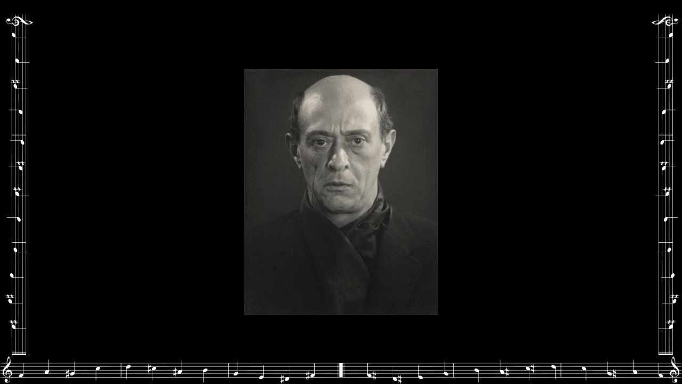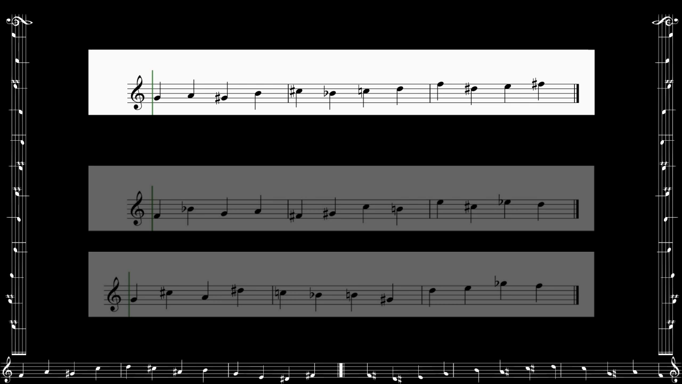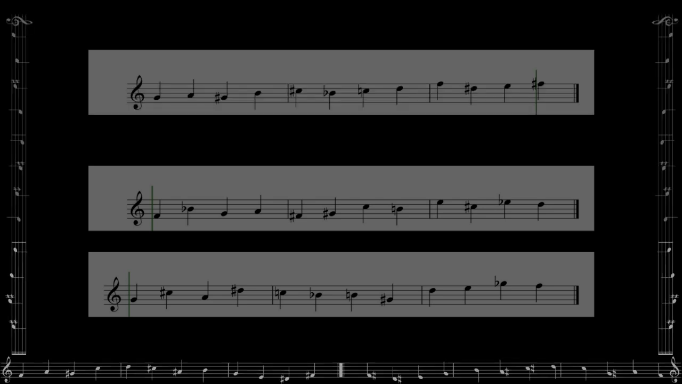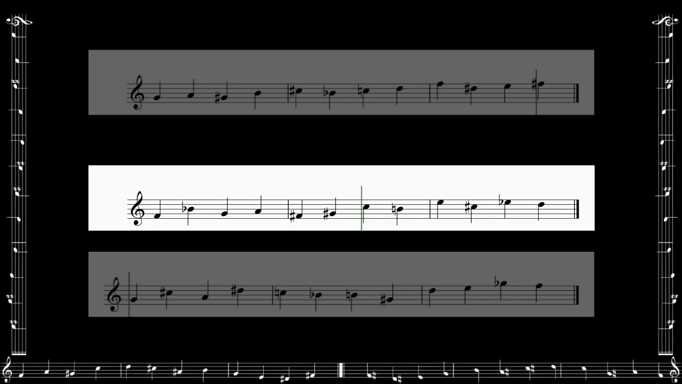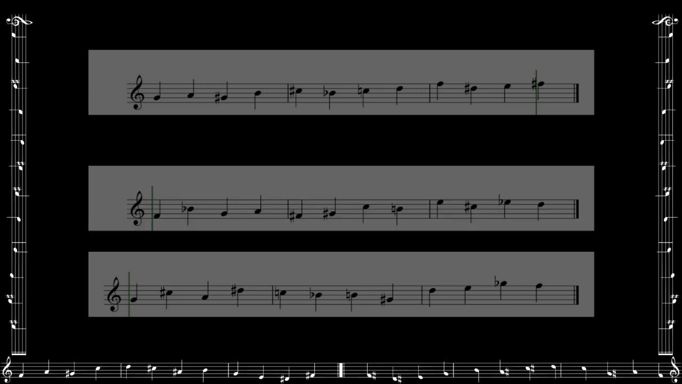A tone row might sound like this, or like this, or like this.